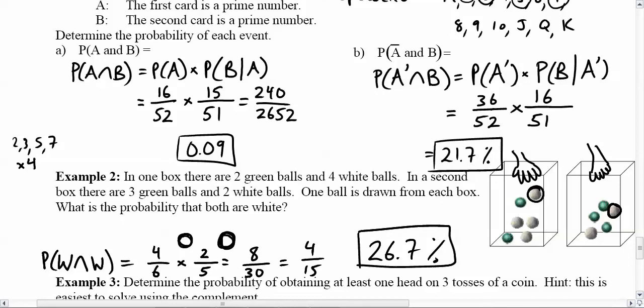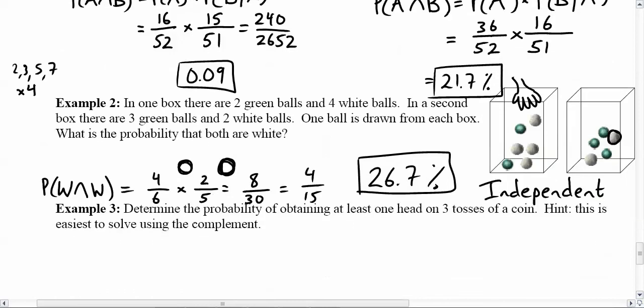So the question is, are these two events dependent or independent? Independent. The reason why is because it doesn't matter whether I choose a green ball or a white ball from the first box. There's still the same number of green and white balls in the second box. Sometimes you get really hard questions where they take the ball from this box and then they put it into the second box. And then they take one out of the second box. That makes it dependent. But in this case, it's independent events. So it's much simpler to calculate.